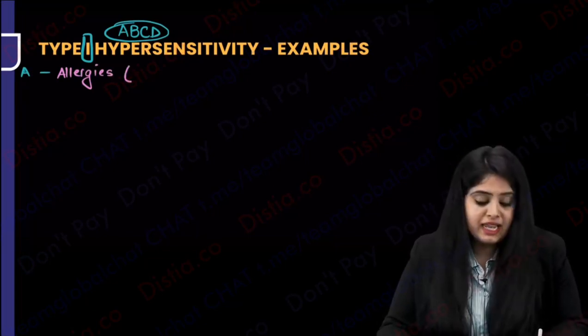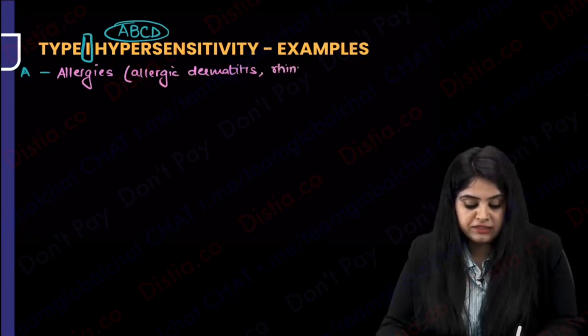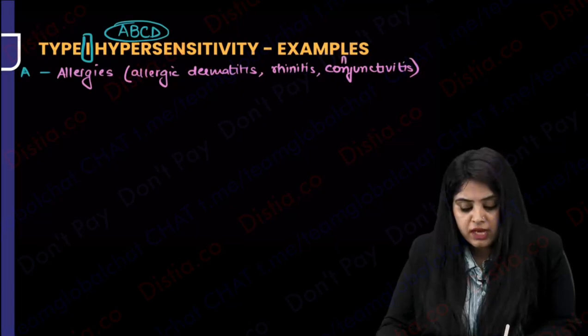Now that could be any allergy of their choice. That could be allergic dermatitis. They could talk about allergic rhinitis. They could talk about allergic conjunctivitis. But let me ask you an off-thal question over here, guys. What is allergic conjunctivitis also known as? Dusra naam batao. What is the other name for allergic conjunctivitis?